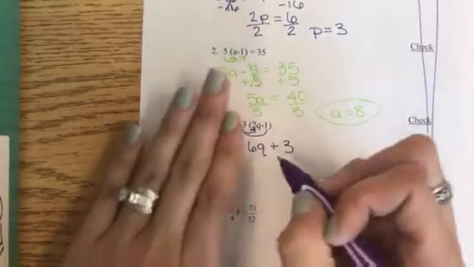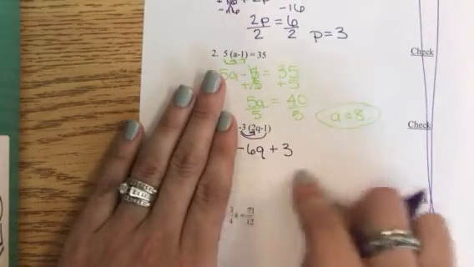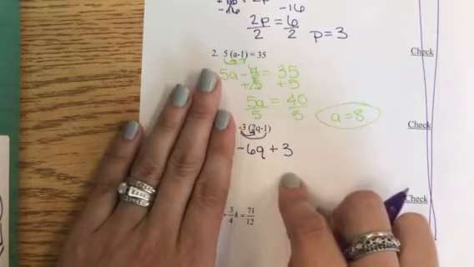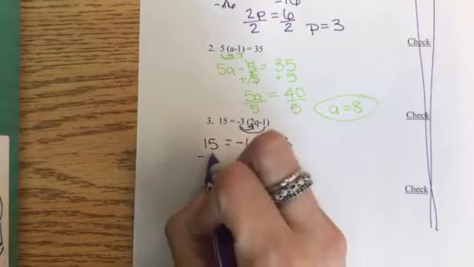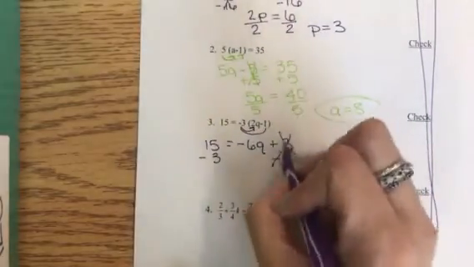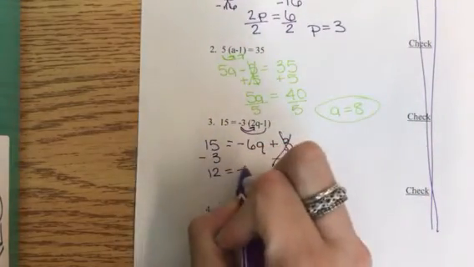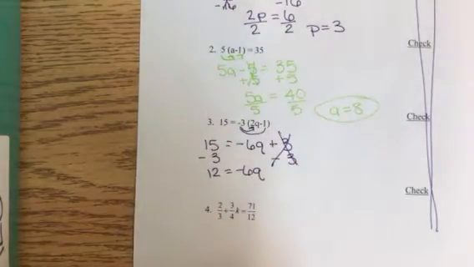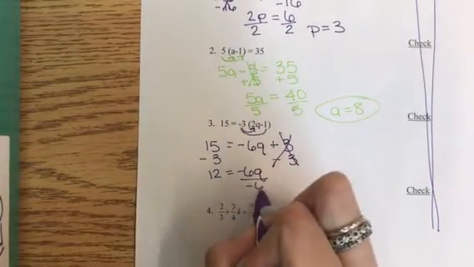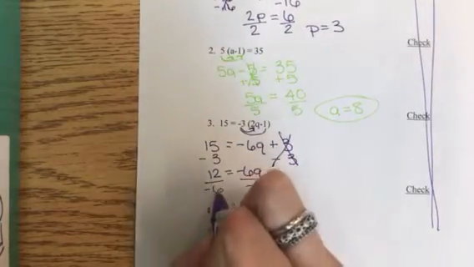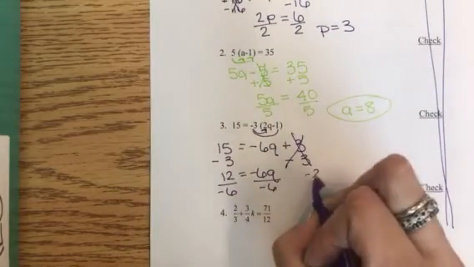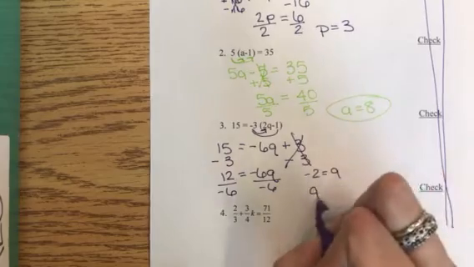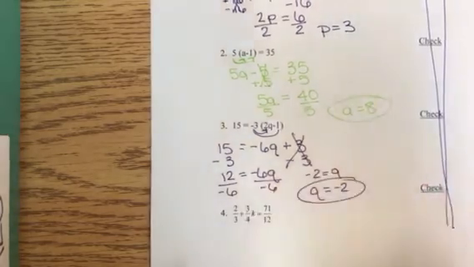Okay, our q is over here. So we're focusing on this side of the equation. No large fractions, so we will undo our addition and subtraction first. So I'm going to undo adding 3 by subtracting 3. And then I'm going to undo my multiplication with division, making sure that my negative is coming with it. So I'll get negative 2 equals q, which is the same thing as q equals negative 2.